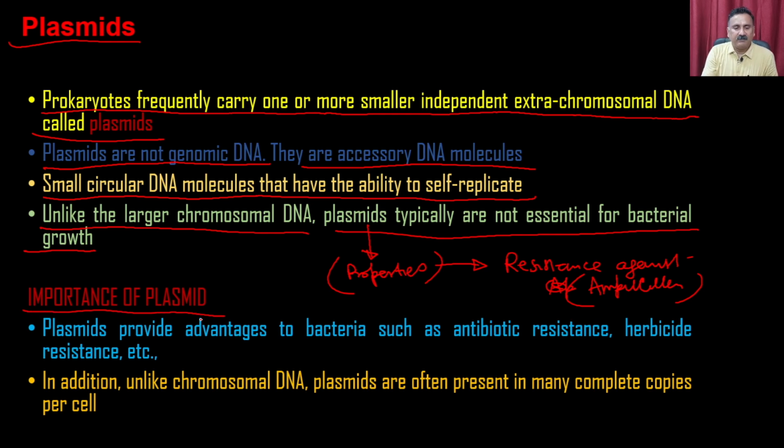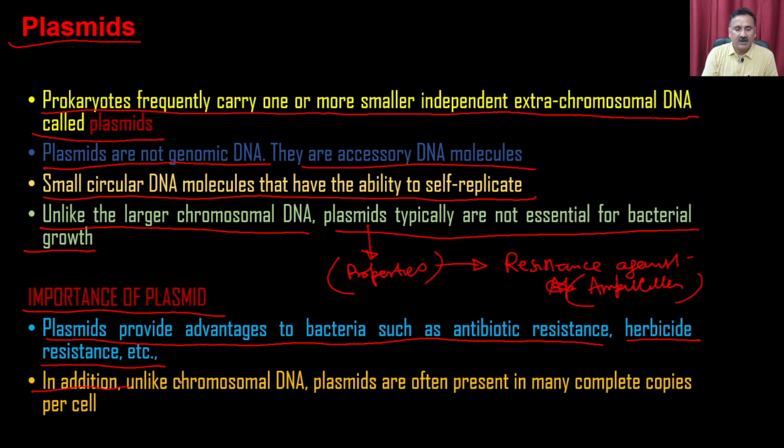What is the importance of the plasmid? Plasmids provide advantages to the bacteria, such as antibiotic resistance, herbicide resistance, etc. All these properties are due to different types of genes, and these genes are cloned within the plasmids, and that's how the plasmids express the protein and provide the necessary resistance mechanisms within the cell, right? And that's how the bacteria can provide that particular plasmid to the colony, and that's how the colony is going to be resistant.